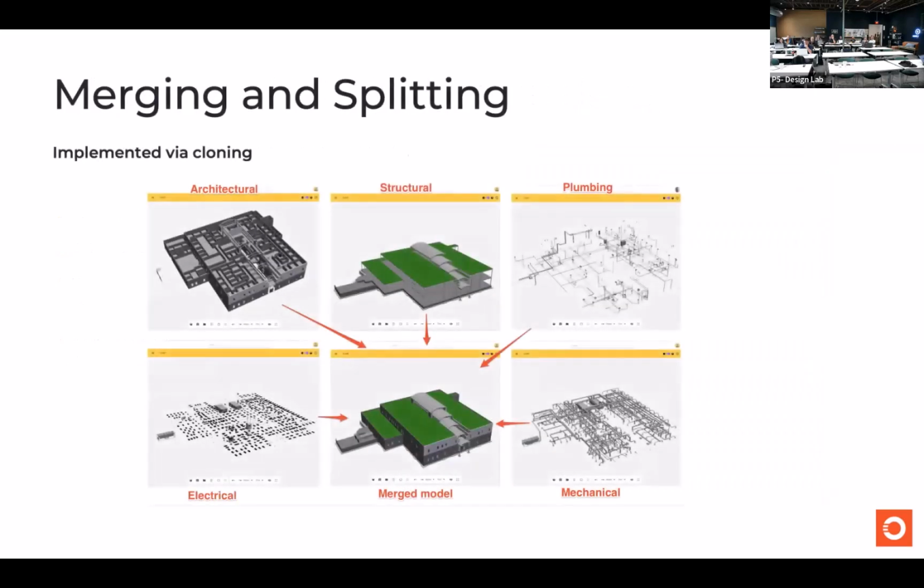The merging and splitting is being done by our cloning operation. So we have people coming in with 4 or 5 models with different domain information. If you clone an existing model into a new model, you can do the merging operation through that, and the same way you can do the splitting, taking one node and cloning it out into a new model. So you can implement merging and splitting through the cloning operation.